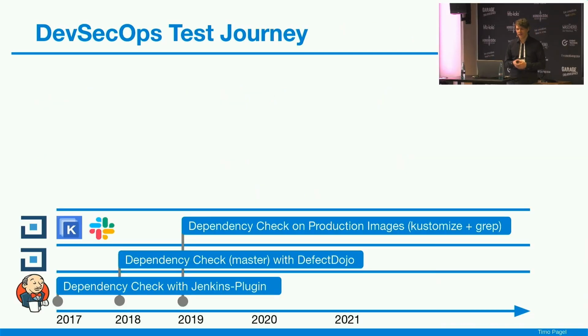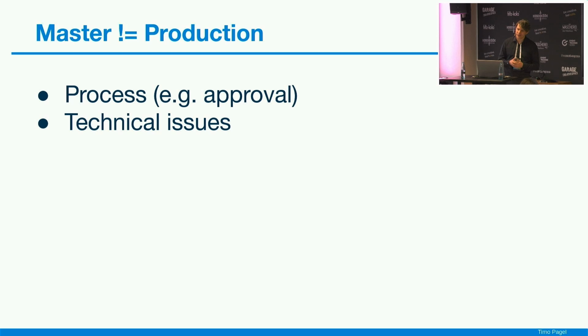Afterwards, I realized that checking what is in the master branch might not be a good thing, so I used Kustomize. Based on Kustomize, I was using grep to identify which images should be in production. Should be in production. That doesn't mean that they're in production. It means they should be in production.